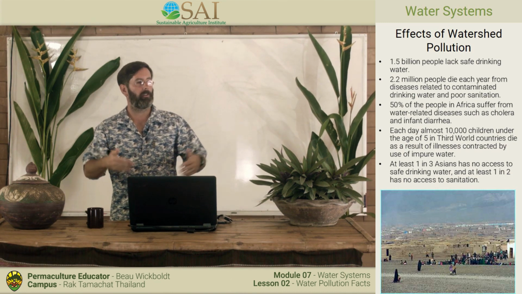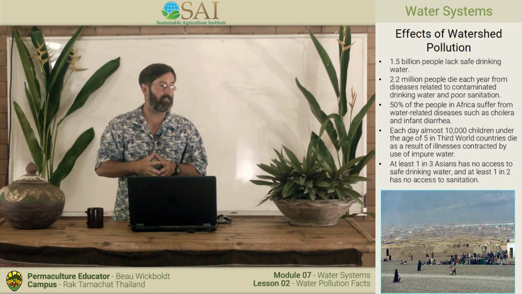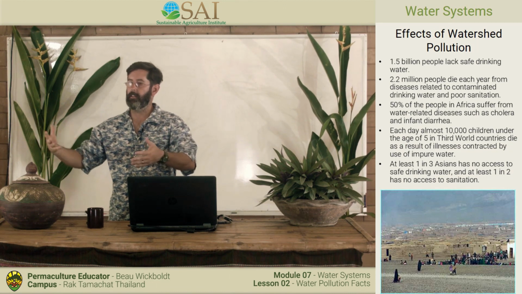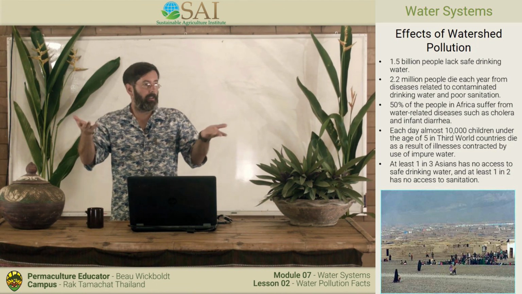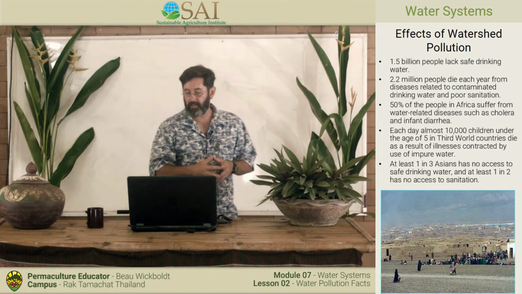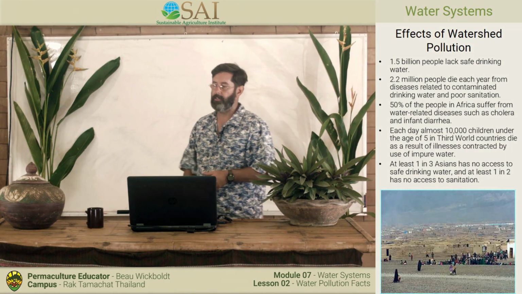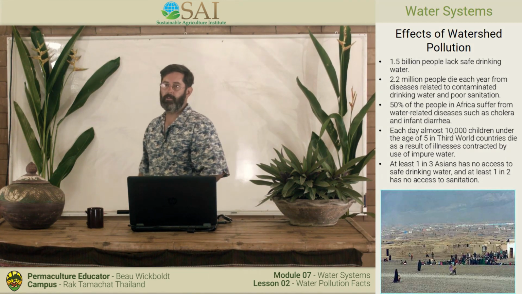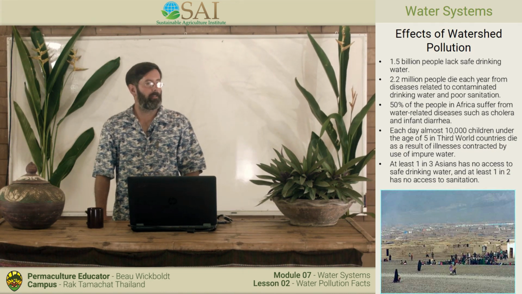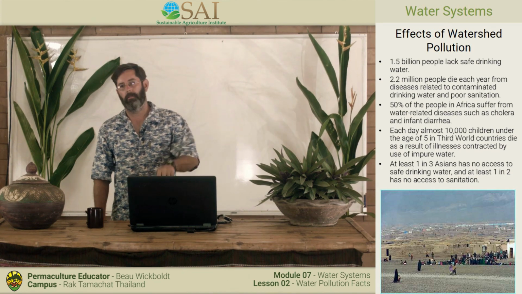So if we can show them how to harness water, so water harnessing or harvesting, and then we can show them ways in which they can clean it to utilize it, then the sanitary conditions increase, and then you don't have the death of the children. So each day, almost 10,000 children under the age of 5 in third world countries die as a result of illnesses contracted by the use of impure water. Not nice to think about, right? Every day. Tomorrow, another one, another one, another one.